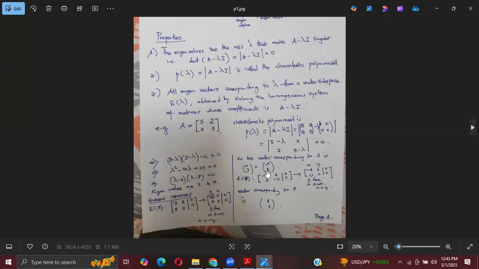Question: will it be okay to even write 1 and minus 1 below? Yes, it's okay. You just pick a representative vector.